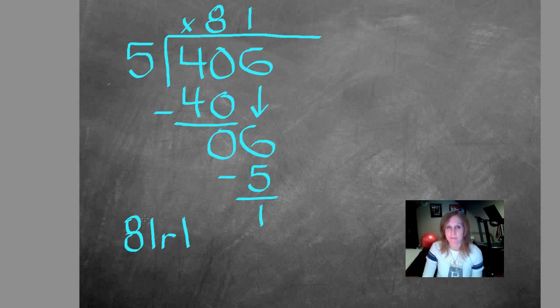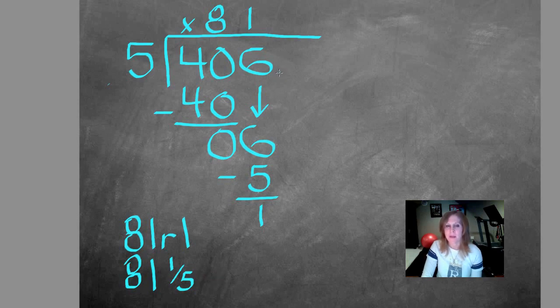81 remainder 1. We could always write it as a fraction. Do you remember how to do that? Did you write this correctly in your journal? 81, and the numerator is the remainder, and the denominator is the divisor. 81 and 1/5.